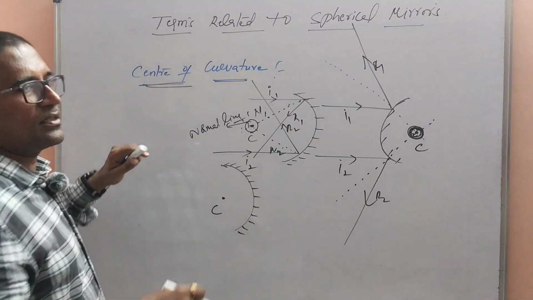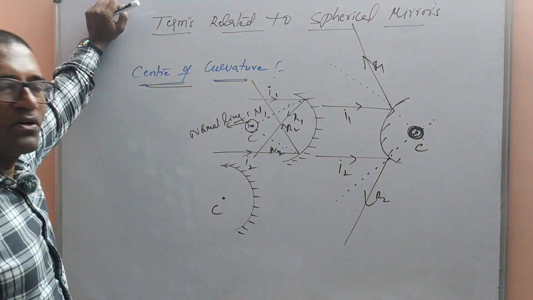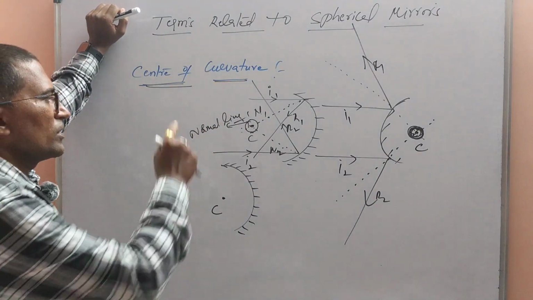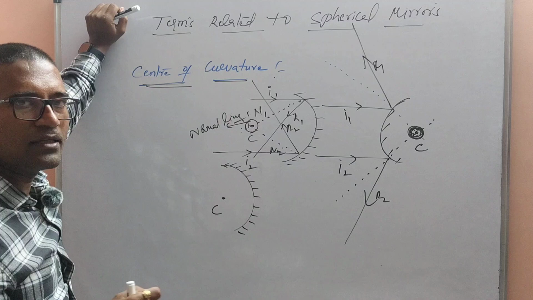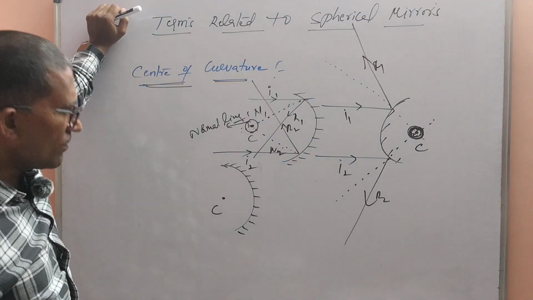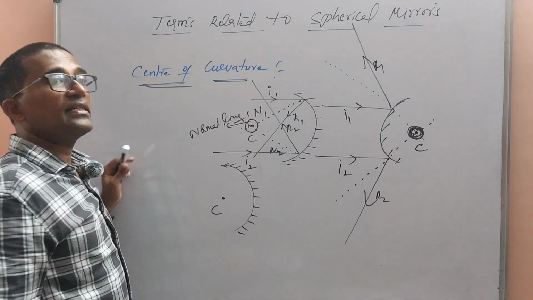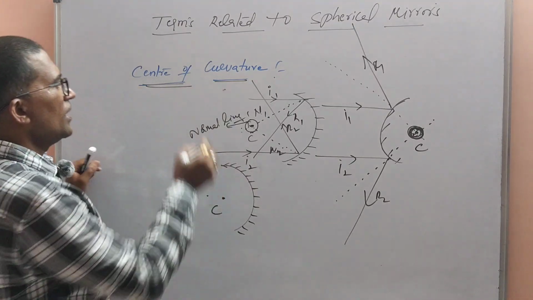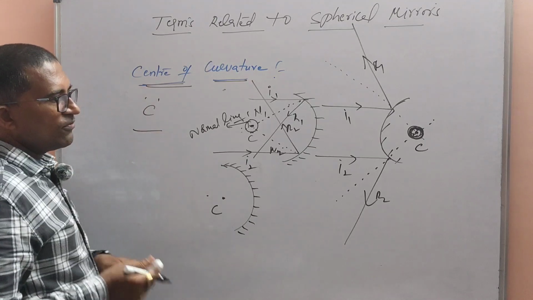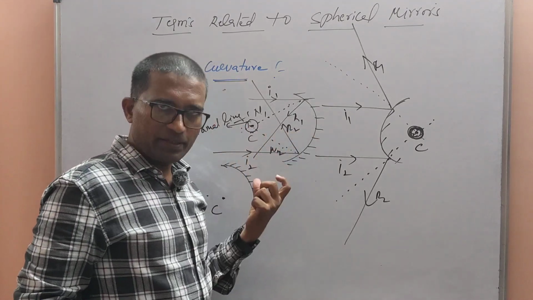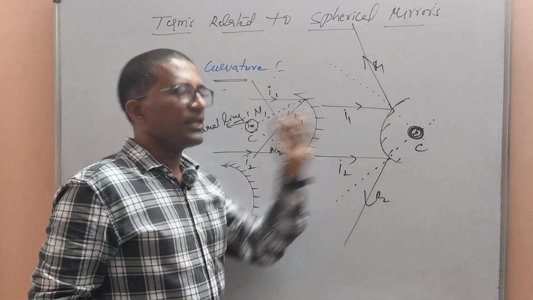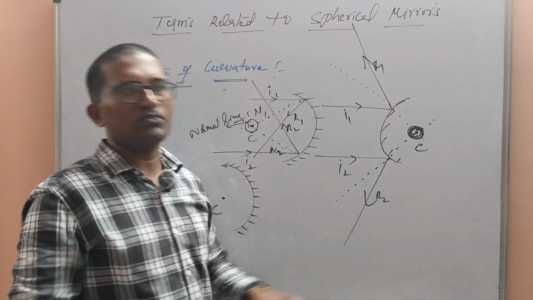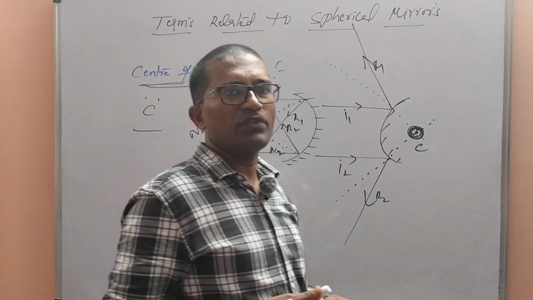According to the 10th class Telangana textbook, we have a simple definition like this: the center of curvature is the point at which all the normal lines meet, or the center of the sphere of which the reflecting surface is a part. It is denoted by the letter C. For a concave mirror, the center of curvature is in front of the mirror. For a convex mirror, it is within the mirror. For a plane mirror, there is no center of curvature because we don't have any curved surface there. It is a flat surface.